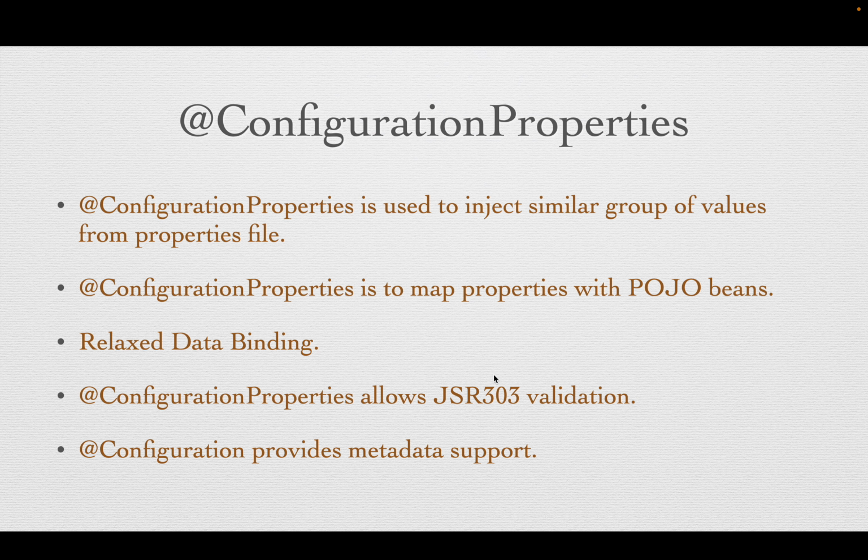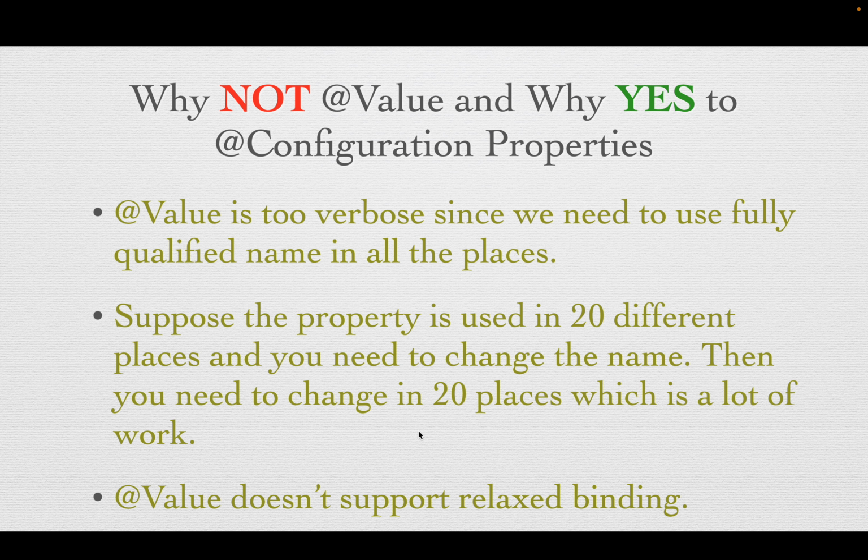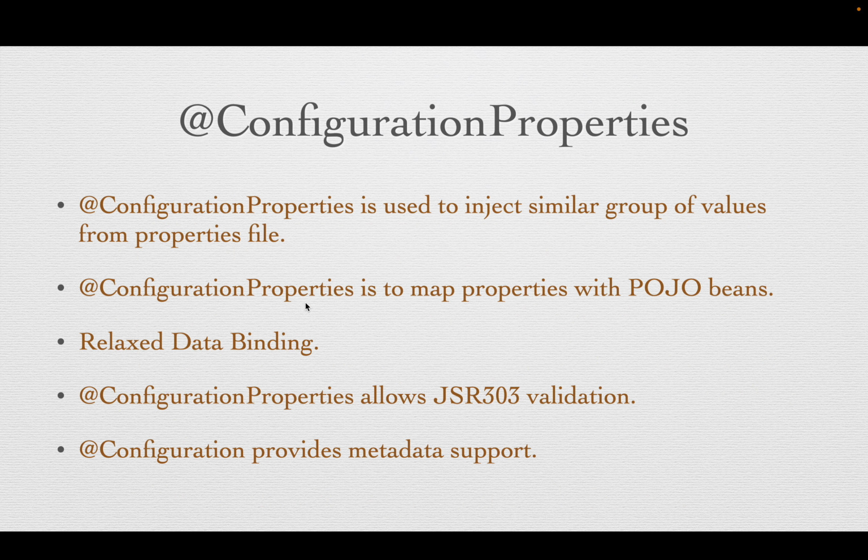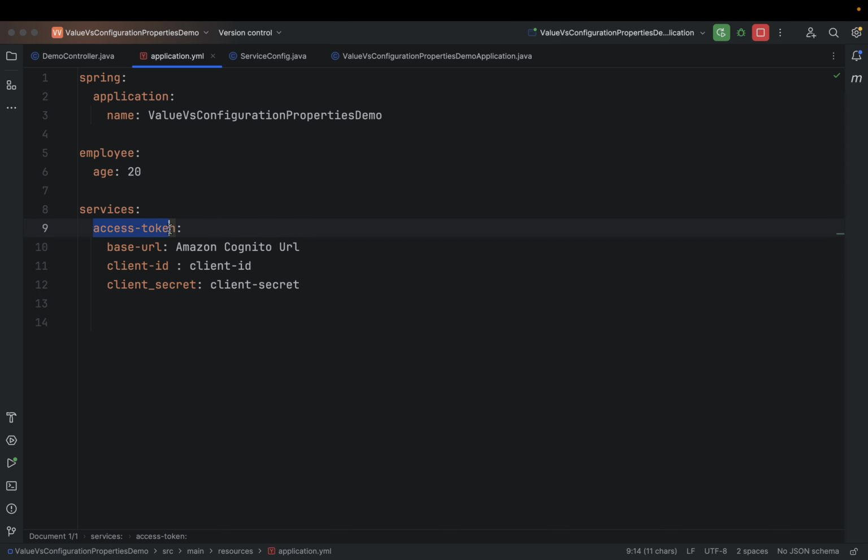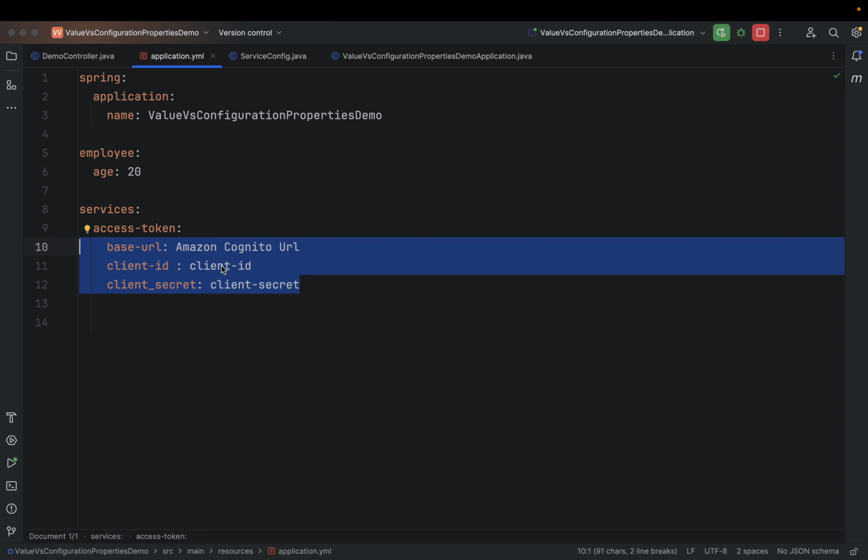I'll explain all this with a demo. One more thing: we said there's a drawback with the @Value annotation, where if it is used in 20 different places, we need to change it in 20 different places. But in this case, if we just change the POJO bean, that is enough. It will get reflected in all the places, because we use that POJO bean with the @ConfigurationProperties annotation. We are going to use the service's access token configurations for the @ConfigurationProperties demo. If you see here, the values of this access token, which are base URL, client ID and client secret, these three are the group properties.